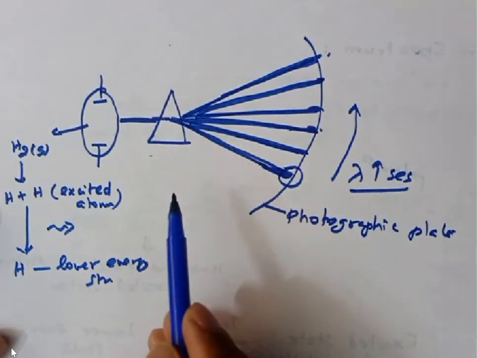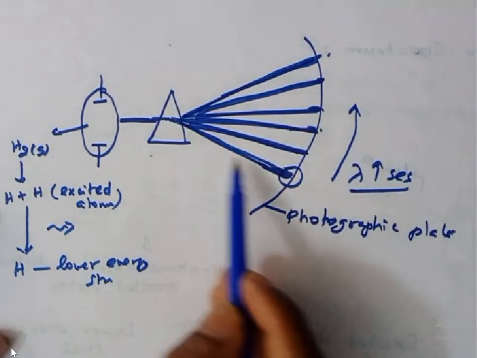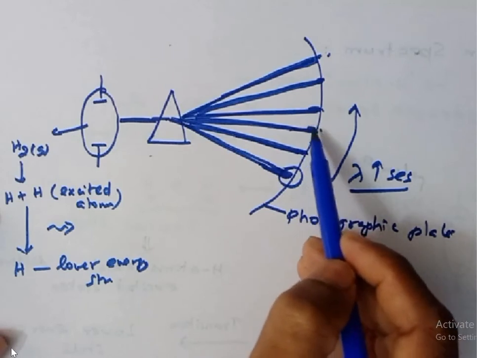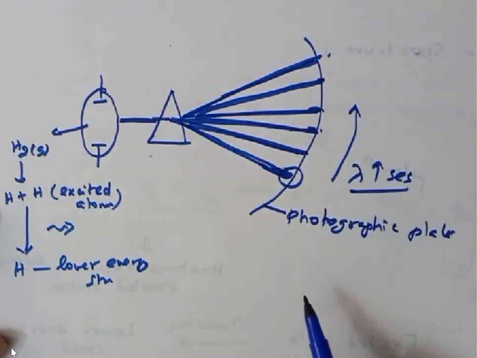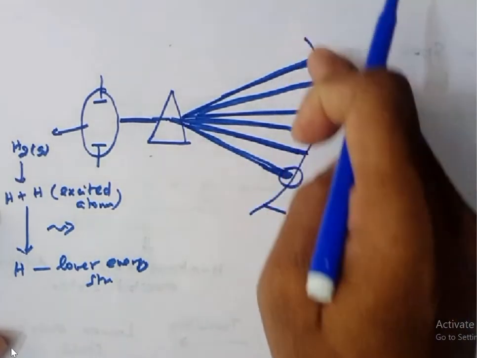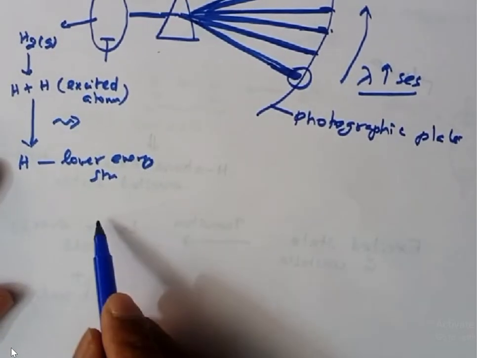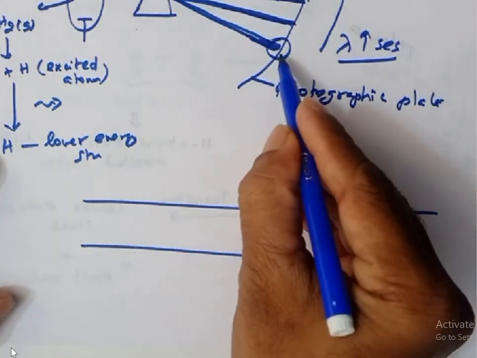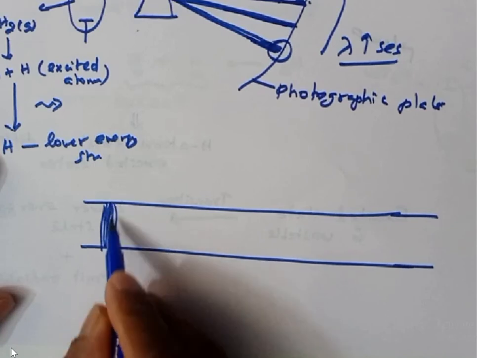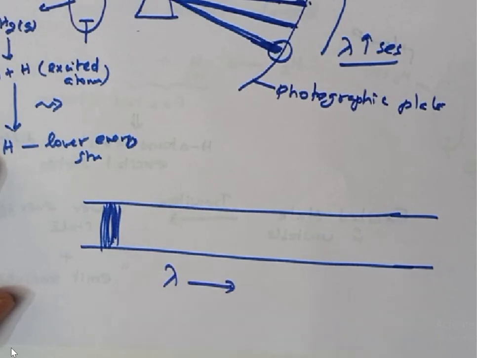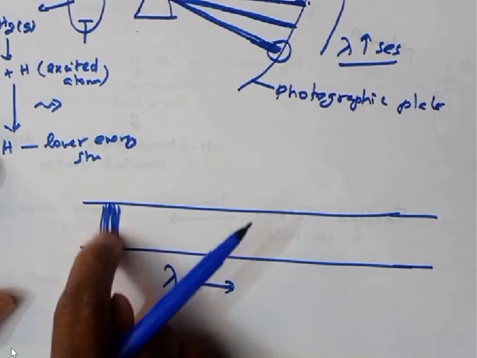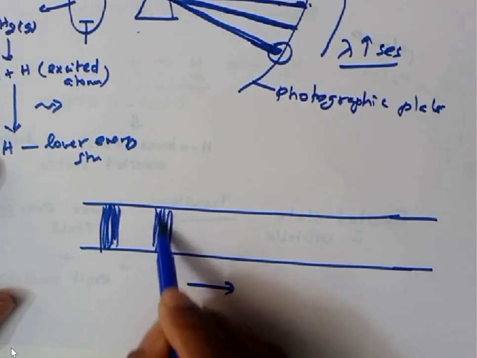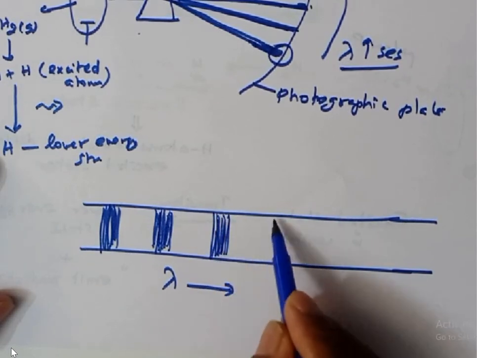When you keep a prism, these radiations get dispersed. On the photographic plate, you will get a bunch of lines appearing at a lower wavelength, another bunch at a little higher wavelength, another bunch at a still higher wavelength, like that. Then the scientists analyzed these lines. Observe carefully, this is the photographic plate. The first bunch of lines appears like this: closely spaced lines. Wavelength increases from left to right. See here, closely spaced lines appear at the lowest possible wavelength. Then the next closely spaced lines appear at the next higher level.